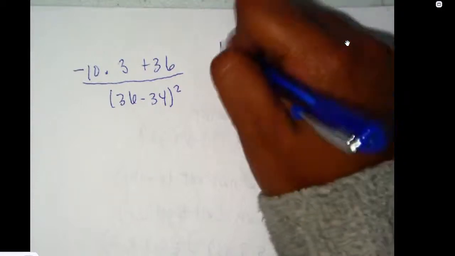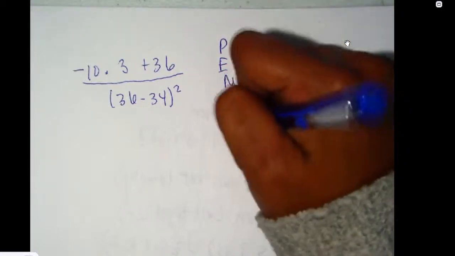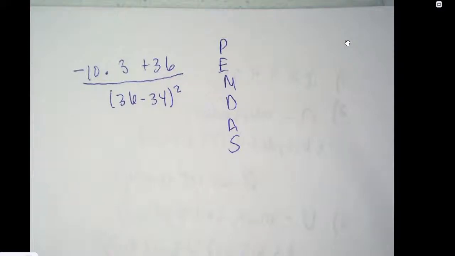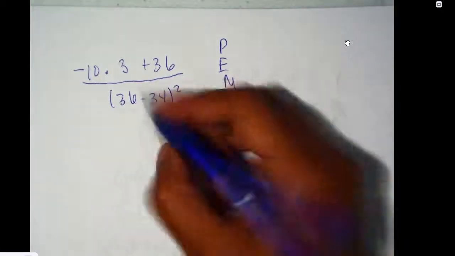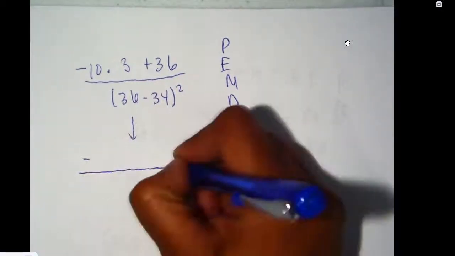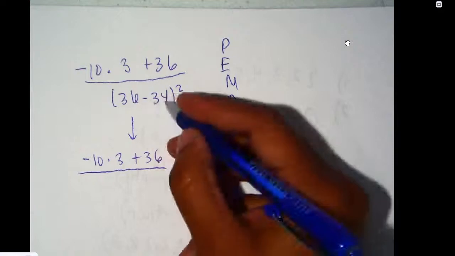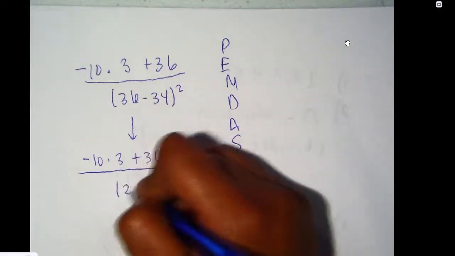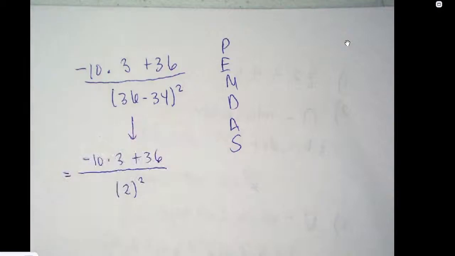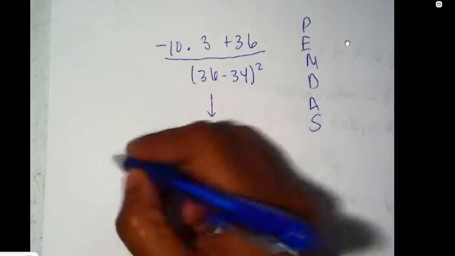Okay, so for order of operations, we write down the acronym, PEMDAS. It stands for parentheses, exponents, multiplication and division from left to right, and then addition and subtraction from left to right, whichever one comes first. So let's go to the parentheses. I'm going to write the numerator the same, negative 10 times 3 plus 36. And then I have 2 squared, so now the bottom becomes a 4.